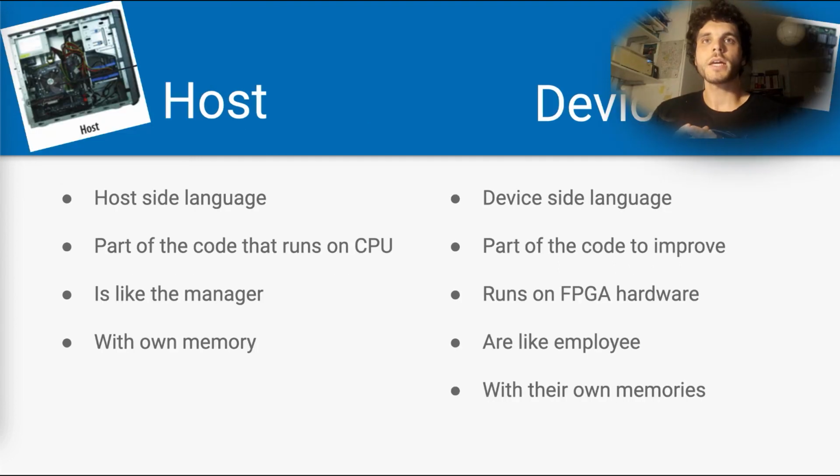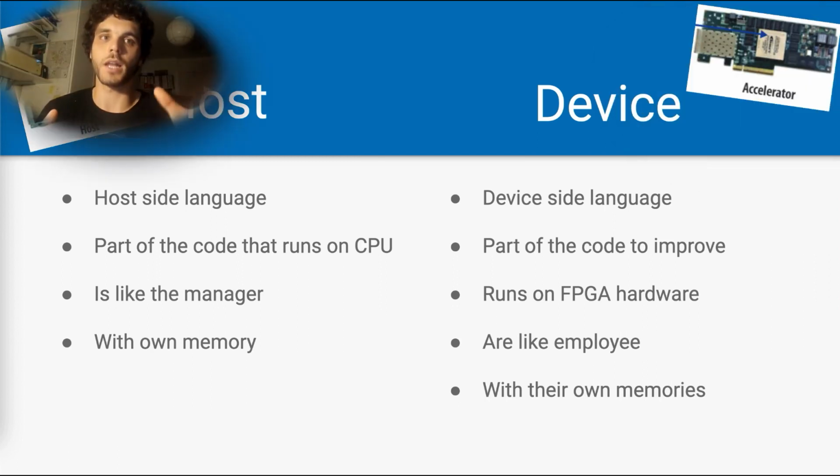OpenCL is divided into host side language, which is the main part of the code, the one that runs in the normal way, on the CPU. The host is like the manager, with a specific memory, and is the manager of the devices that are like employees. OpenCL is also divided into device side language, the part of the code that we want to improve, that runs on GPU or FPGA. So the devices are like employees managed by the host, each one with their own memories.